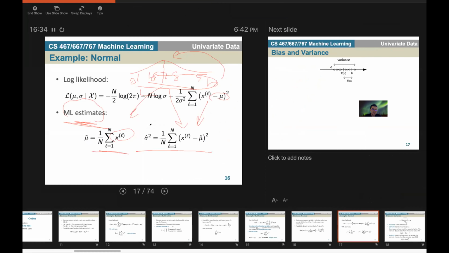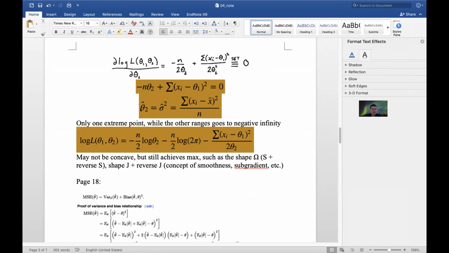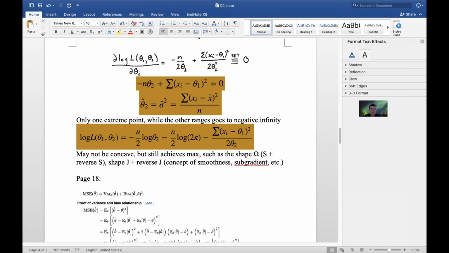But one thing remains, right? So we show that for any theta 2, theta 1 is really the maximum point. But now how do we know this theta 2 is the maximum? One important thing to keep in mind is theta 2 is a unique value. We don't have too many extreme points, only one theta 2 point. If you agree with this, then next let's look at the value.